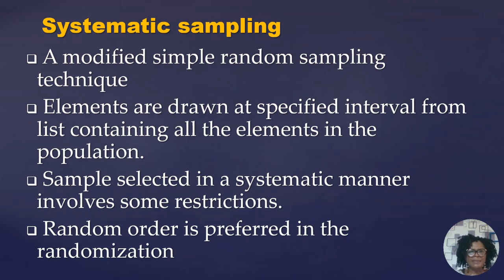We have systematic sampling as another probability sampling technique. The systematic sampling technique is a modified simple random sampling technique. It's a modified one. Elements are drawn at a specified interval from lists containing all the elements in the population. Samples selected in a systematic manner involve some restriction. Random order is preferred in the randomization.